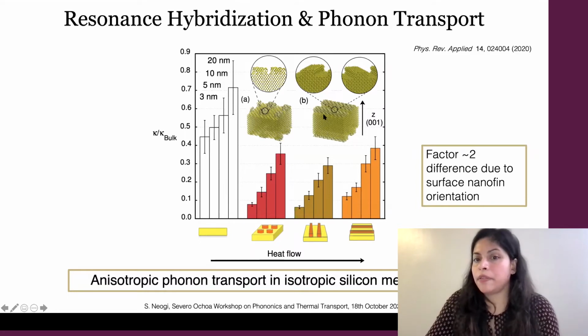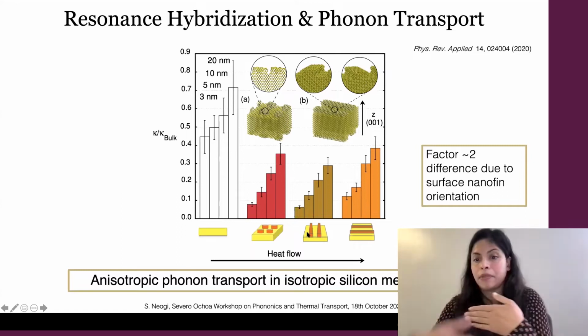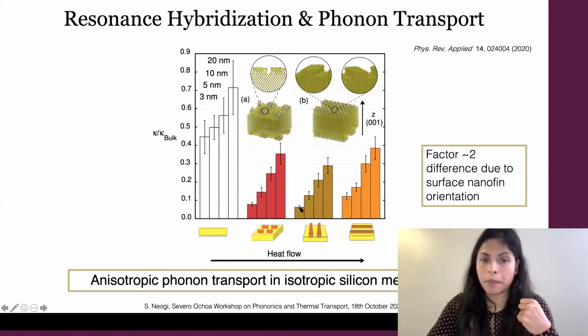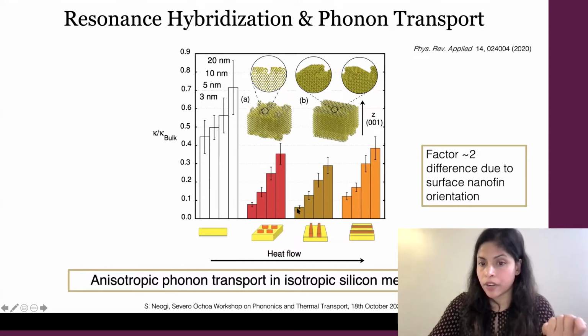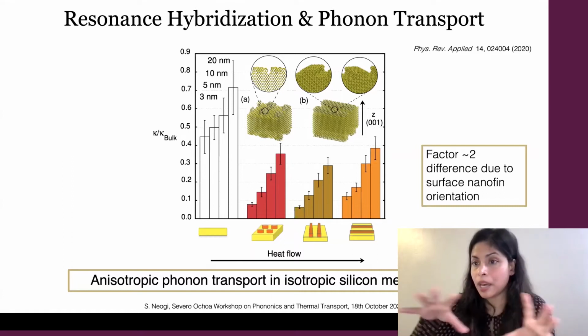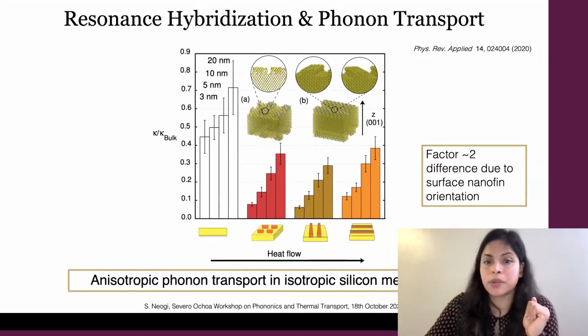Here for the fins, what we saw is interesting: because of the two different environments, if you go across the fin versus along the fin, you see different kinds of reductions. It might be hard to see just from the plot, but when we took the ratio of along the fin versus across the fin, it was almost a factor of 2 difference. So we see anisotropic in-plane thermal conductivity in isotropic silicon membranes, which is just induced by the surface nanostructures, which is quite interesting for us to see.